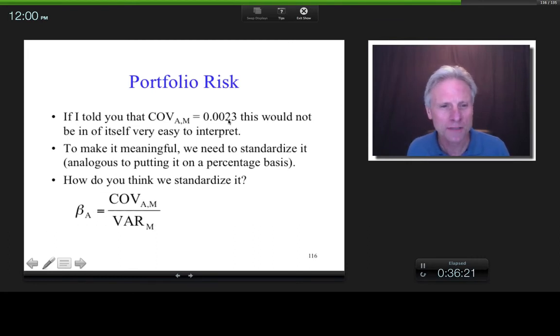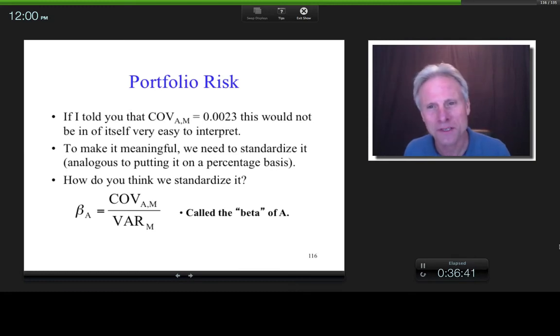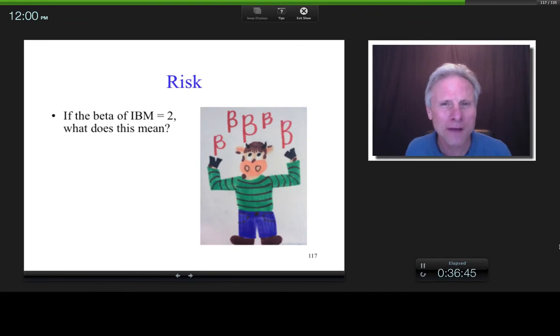And so essentially, when you take the covariance between a single security, say IBM, and the market, or A and the market, and you divide it by the variance of the market, now you've got something called the beta, or in this example, the beta of A. And now I can tell you what that means in English. For example, if I told you the beta of IBM was 2, what does that mean?